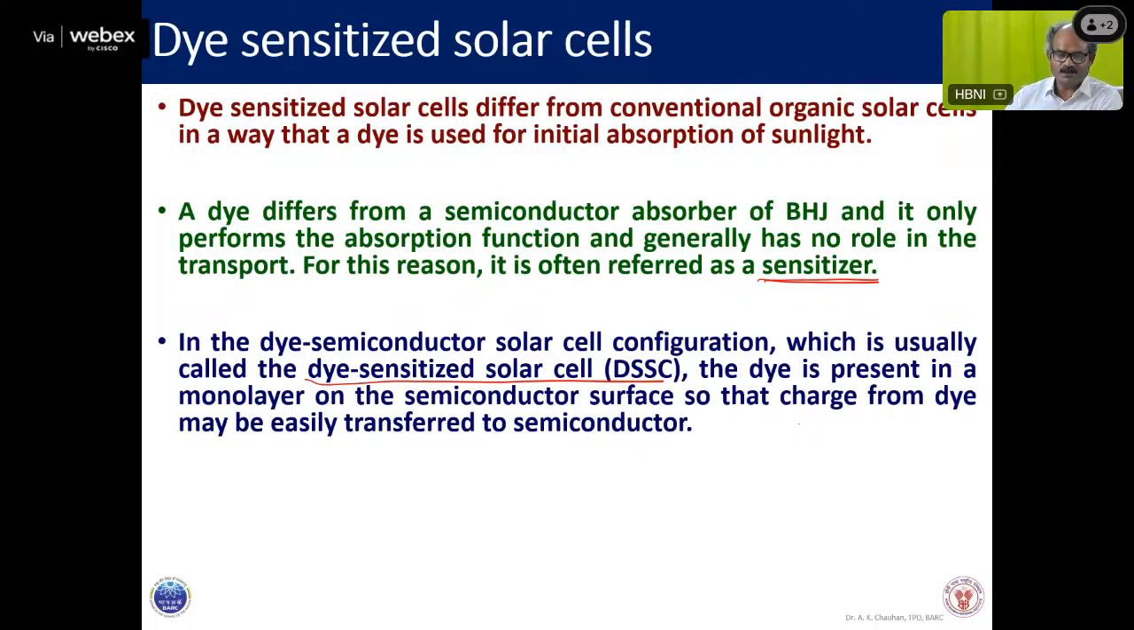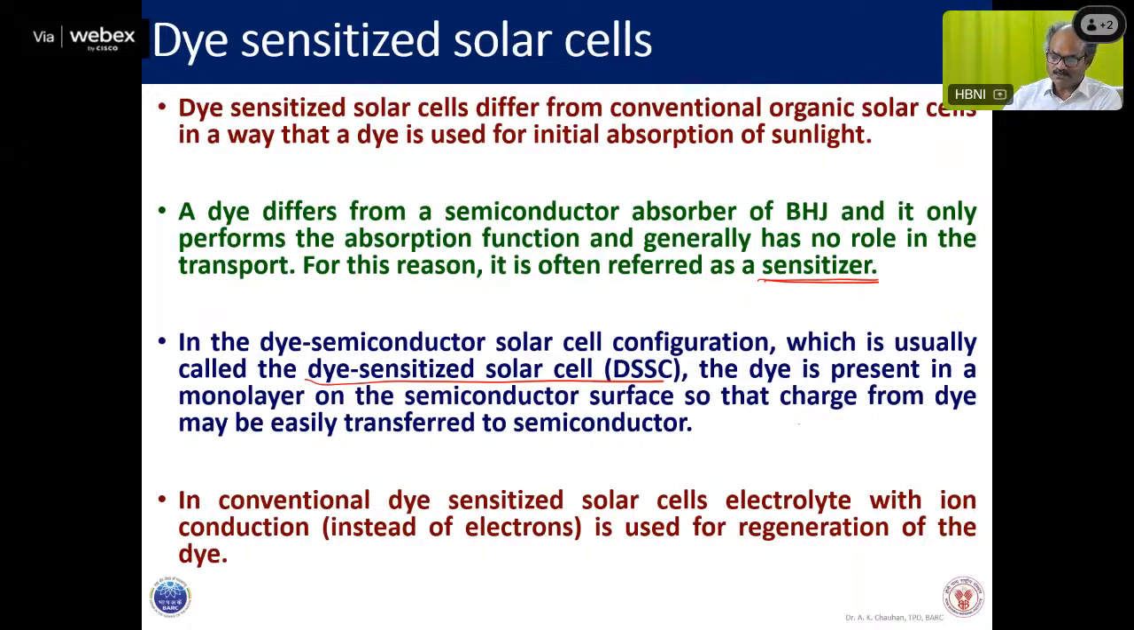The dye is present in a monolayer on the semiconductor surface, so that charge from the dye may be easily transferred to the semiconductor. In a conventional dye-sensitized solar cell, an electrolyte with ion conduction instead of electrons is used for regeneration of the dye. So in the liquid, you have ions which move, not electrons.